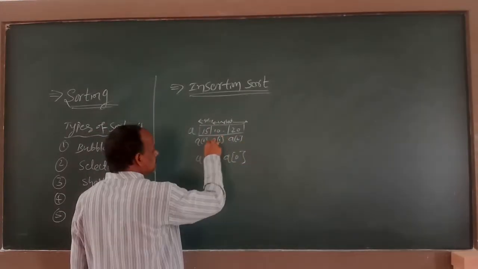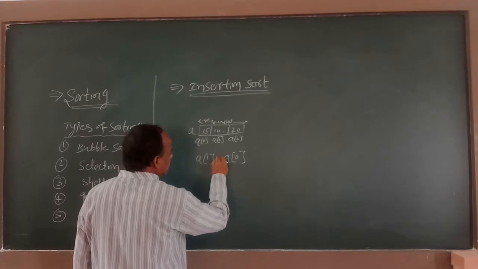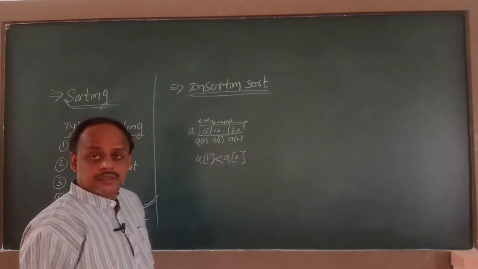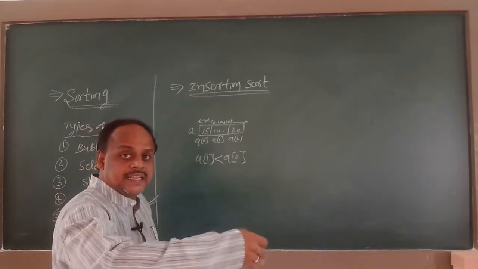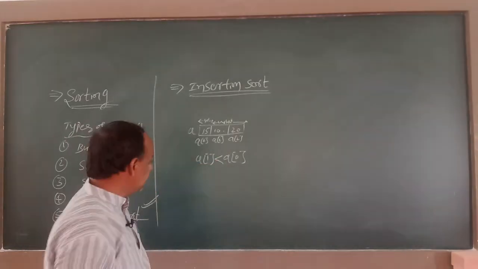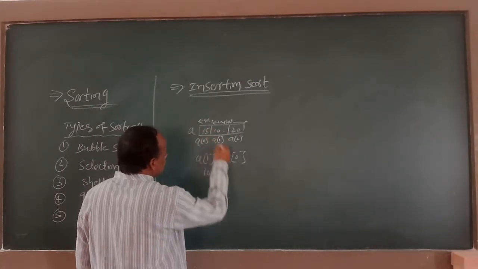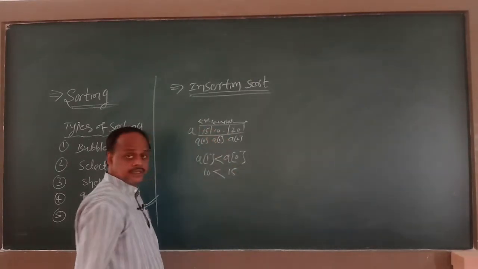That is, the second element means a of 1. A of 1 is less than a of 0. We have to check whether the second element is less than the first element. See here, the second element means 10. Is 10 less than the first element, 15? Yes.